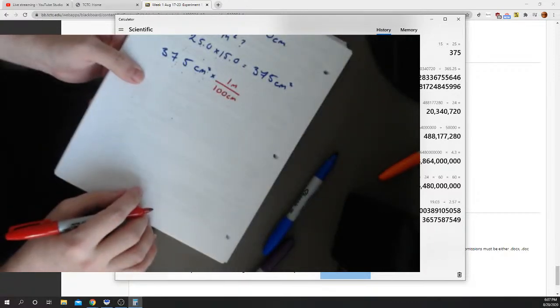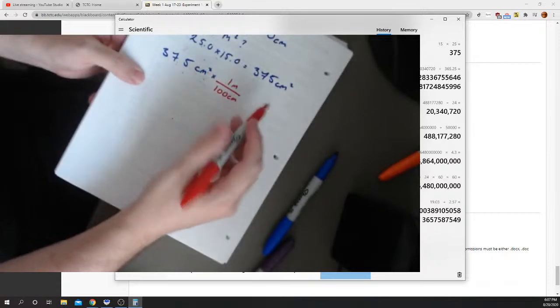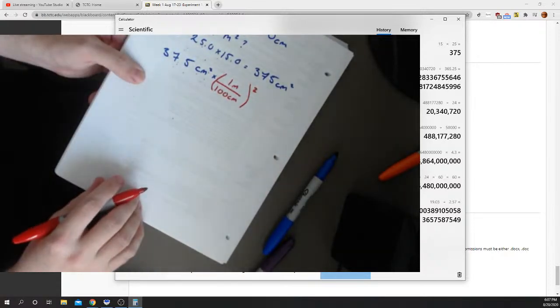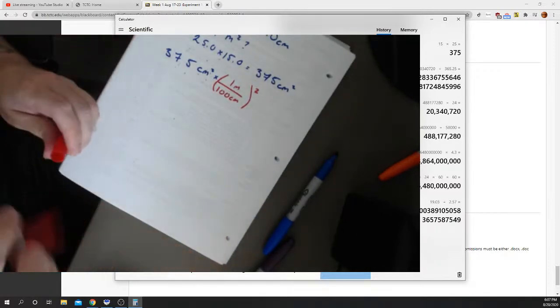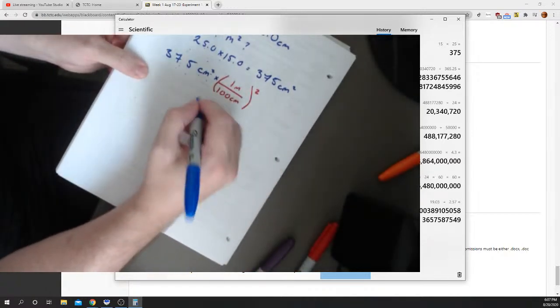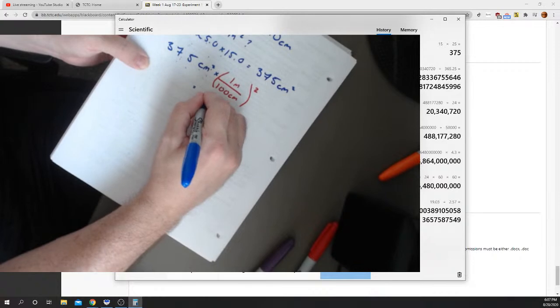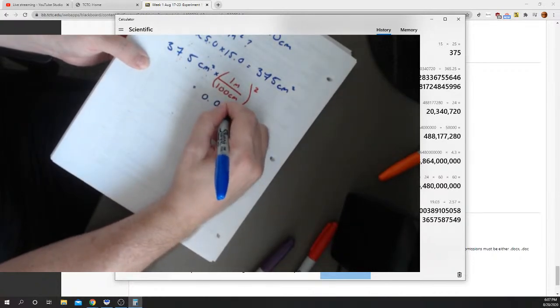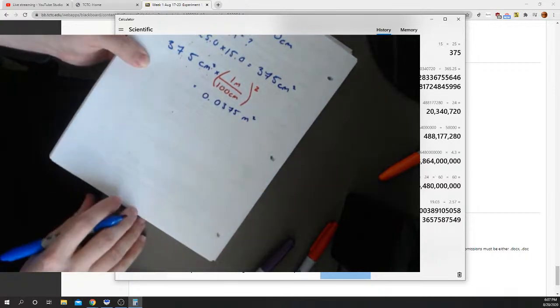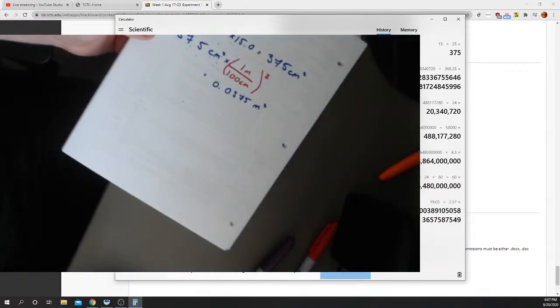Okay? But we're not dealing with basic centimeters, we're dealing with square centimeters, so we have to square the conversion. So having done that, our answer, we don't just move the decimal place twice, we move it 4 times, 0.0375 square meters. Okay? It makes it look much, much smaller.